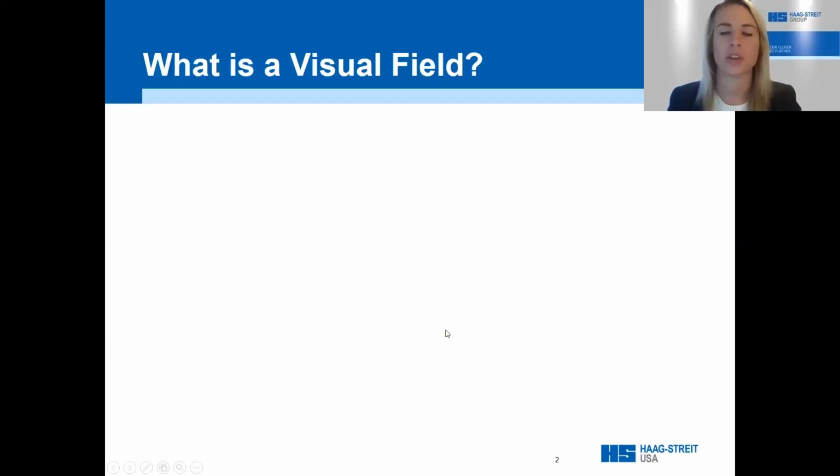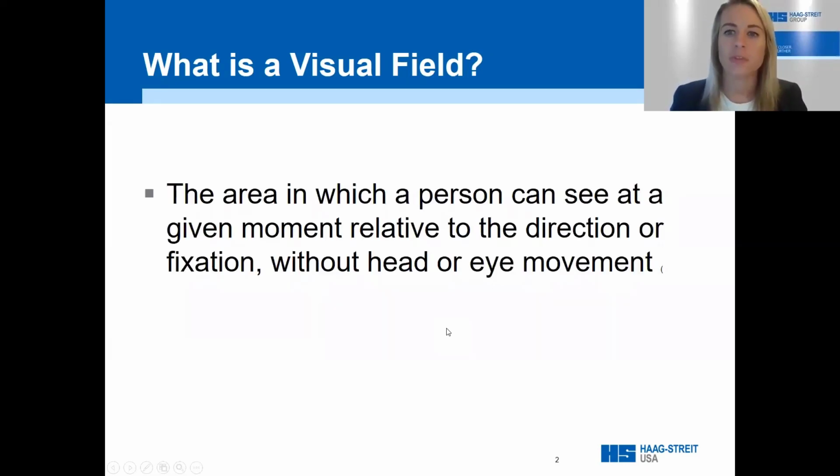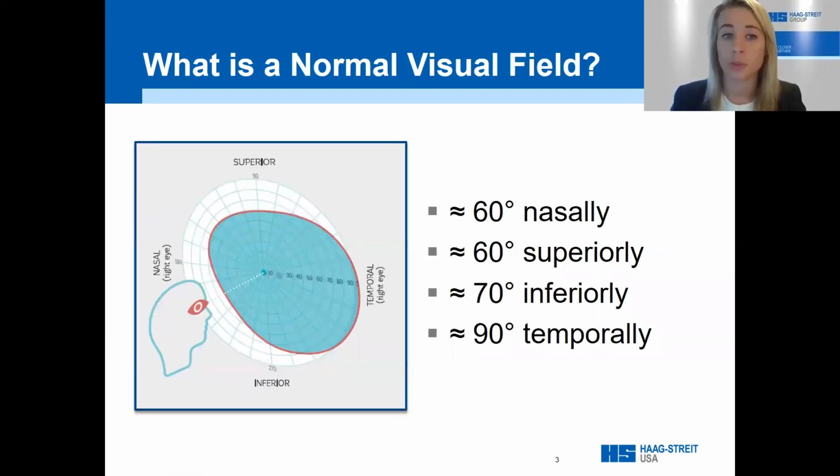First, let us go over some of the basics, like what is a visual field? A visual field is the area in which a person can see at a given moment relative to the direction of fixation without head or eye movement. In other words, it defines the boundaries of the area beyond which nothing can be seen. So what does a normal visual field look like? The average normal monocular visual field covers 60 degrees nasal, 90 plus degrees temporal, 60 degrees superior, and 70 degrees inferior.